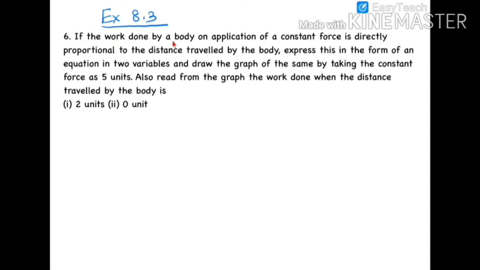If the work done by a body on application of a constant force is directly proportional to the distance travelled by the body, express this in the form of an equation in two variables and draw the graph of the same by taking the constant force as 5 units. Also read from the graph the work done when the distance travelled by the body is 2 units and 0 units.